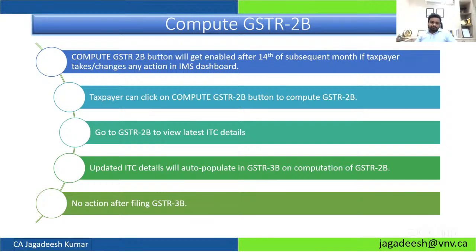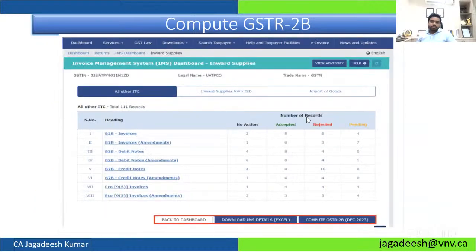Okay. So after 3B, anyway, you are not allowed to take any action in the IMS for that period. So you can see here there is a button called compute 2B of December 2023. This will get enabled only after the 14th.